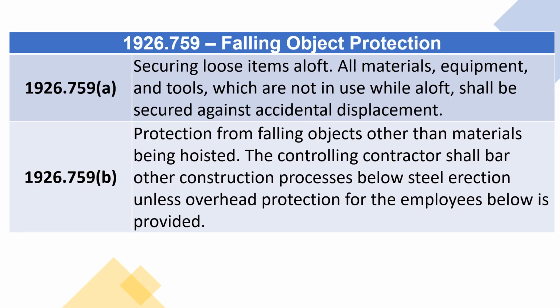1926.759 A. Securing loose items aloft. All materials, equipment, and tools which are not in use while aloft shall be secured against accidental displacement. 1926.759 B. Protection from falling objects other than materials being hoisted. The controlling contractor shall bar other construction processes below steel erection unless overhead protection for the employees below is provided.